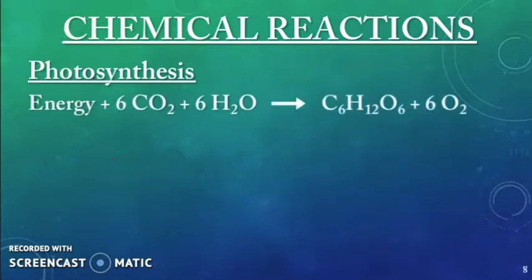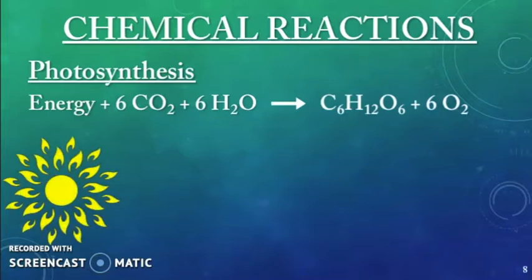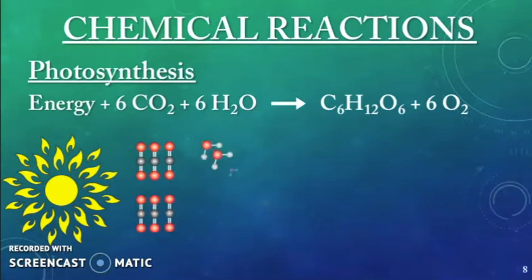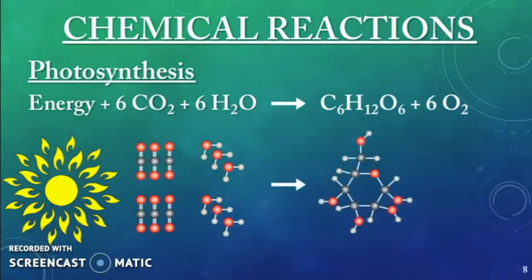So let's look at the chemical reaction of photosynthesis. So we have energy, and the energy for us is going to be in the form of sunlight. And then we have 6 carbon dioxides and 6 waters. And we're going to yield this molecule called glucose. And you can see that it's very complex. Plus, also what we'll yield is 6 oxygens. So there's our 6 oxygens.